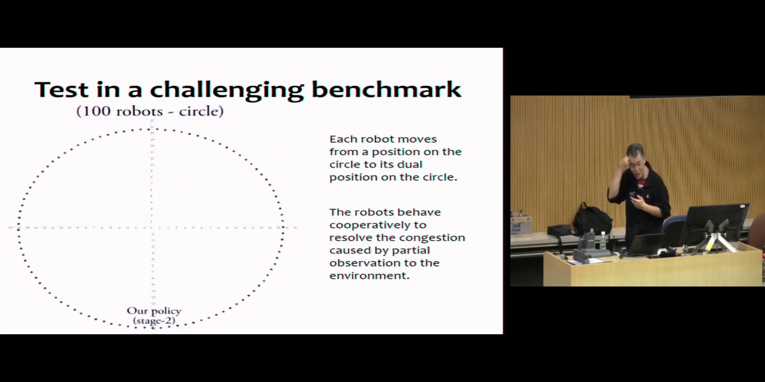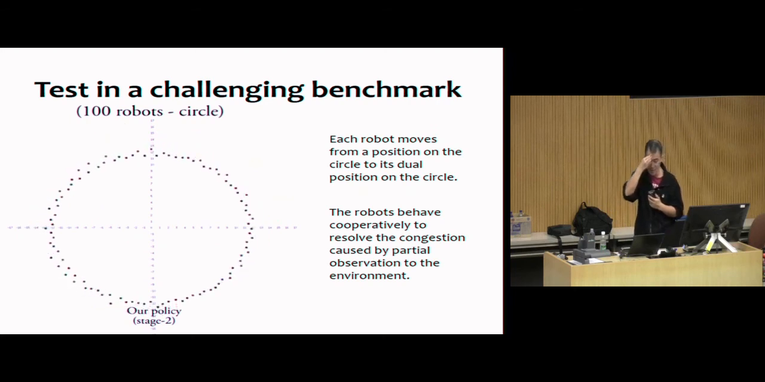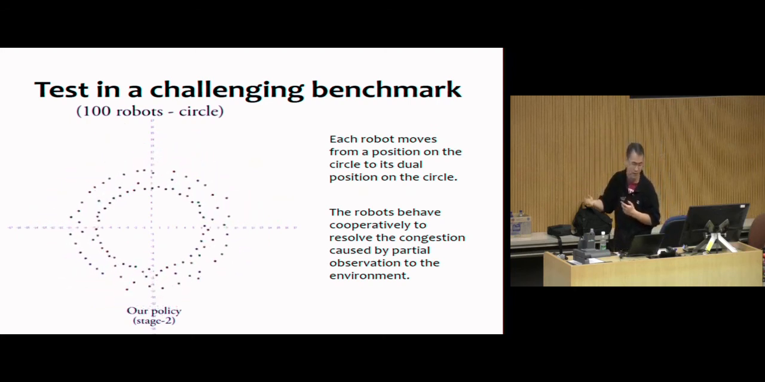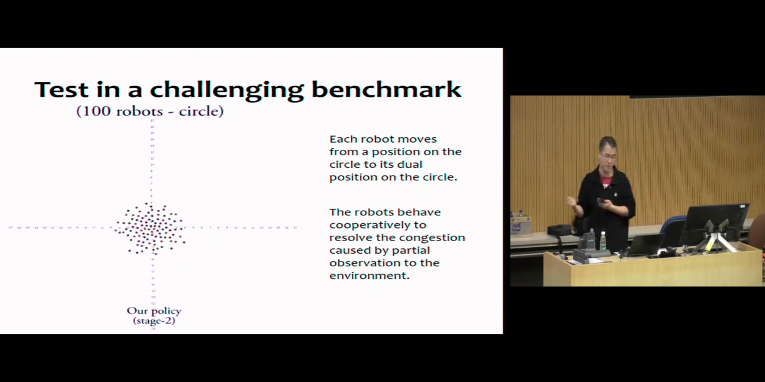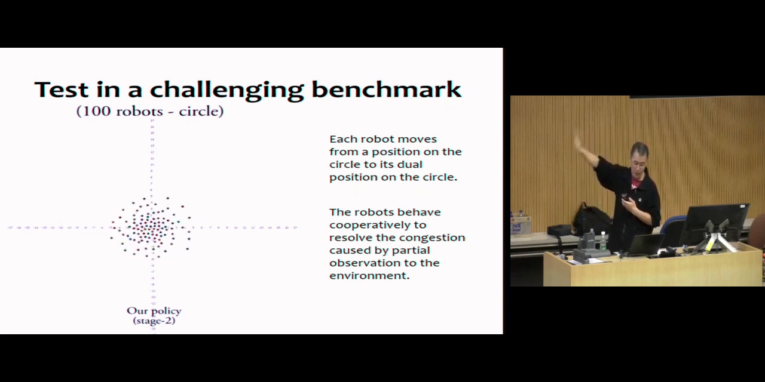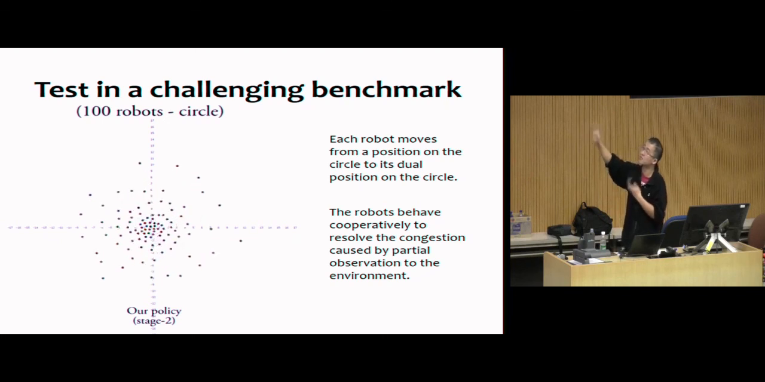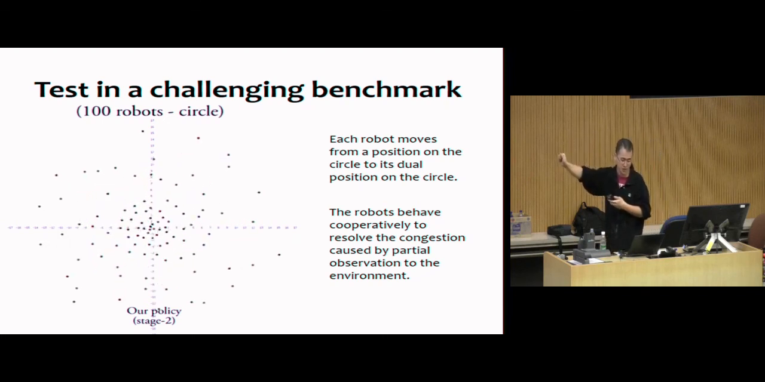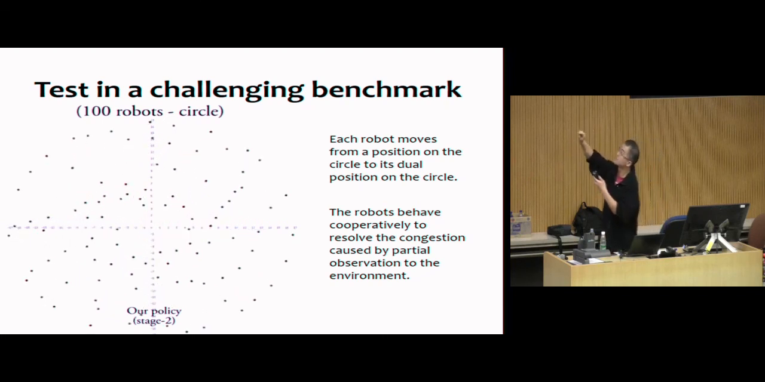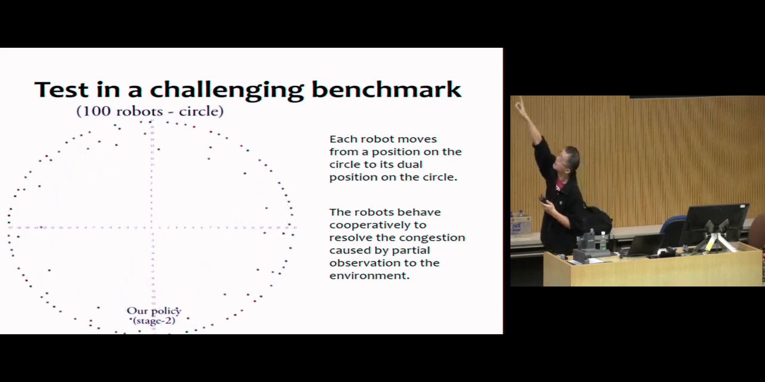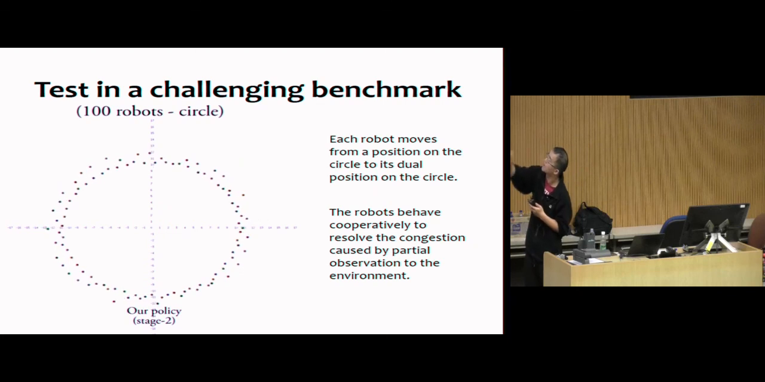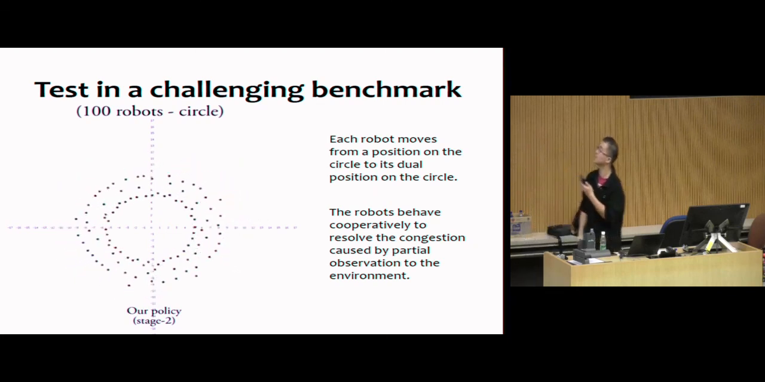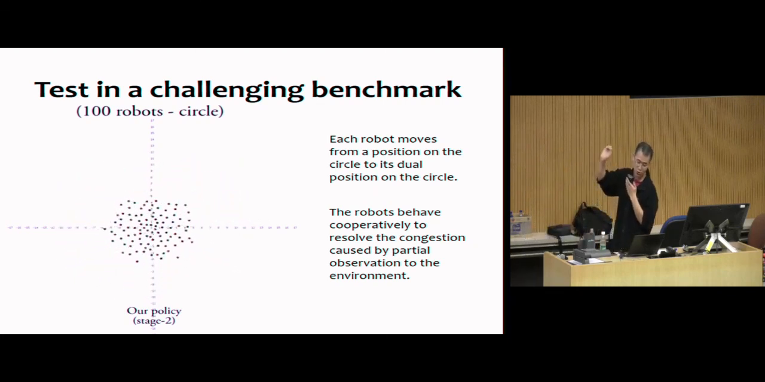So this is what happens after the training is finished, and then we see whether our controller really can learn the skills to avoid collisions. Now I have 100 robots. Actually, we can do 1,000 robots. That's not difficult at all. The robots will start at the boundary of a circle, and each will move toward the opposite position on the circle. Each robot has only a limited range of view of the surrounding world.